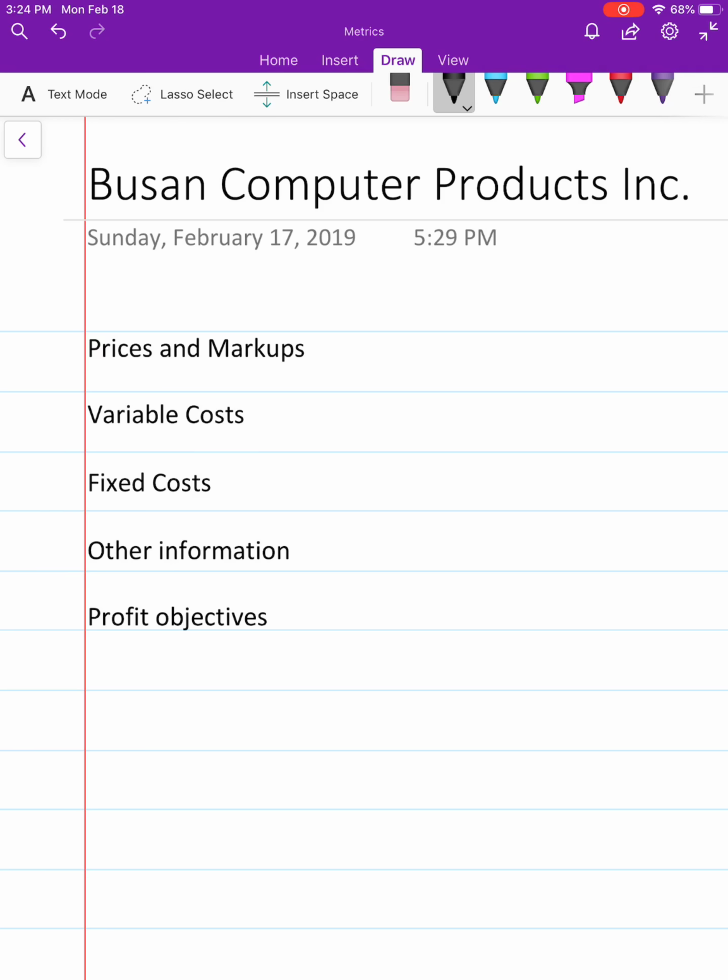For the prices and markup, you would have the retail unit selling price, the percentage of sales for each type of product, the wholesaler percentage markup, and the retailer percentage markup. For the information on variable costs, you would have materials and labor, packaging and shipping, sales force commission.